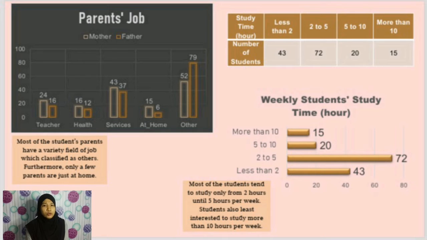Other than that, we also analyze weekly student study time in hours. From the analysis, we can conclude that most of the students tend to study only 2 to 5 hours per week. Students are also least interested in studying more than 10 hours per week. All of this data shows that most students have a low level of motivation.